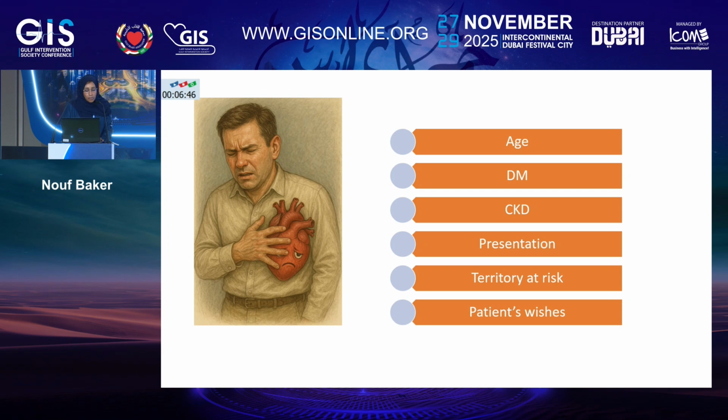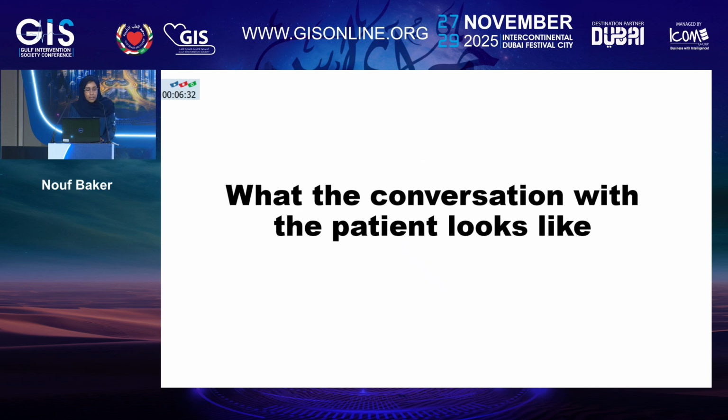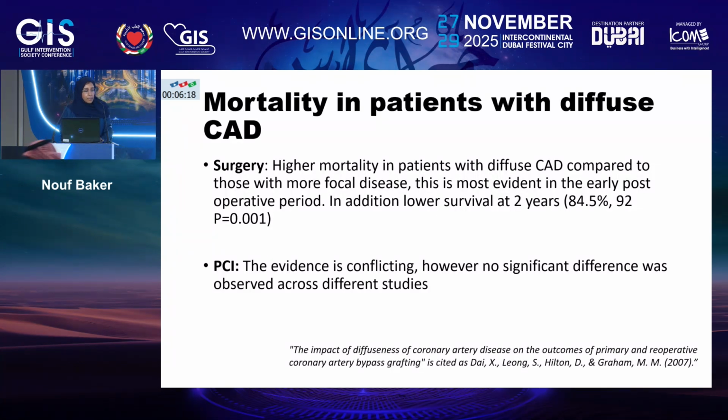So in addition to the comorbidities, we need to know presentation. We need to know the burden of symptoms. Is this patient in constant chest pain? What's the territory at risk? And respect what the patient accepts in terms of risk. So the conversation we need to have with these patients is not similar to those that we have with most of our patients, quoting a risk of less than 1% with CABG, and it's a bit different because the mortality in these patients tends to be higher, and the survival is lower than their counterparts with focal disease.